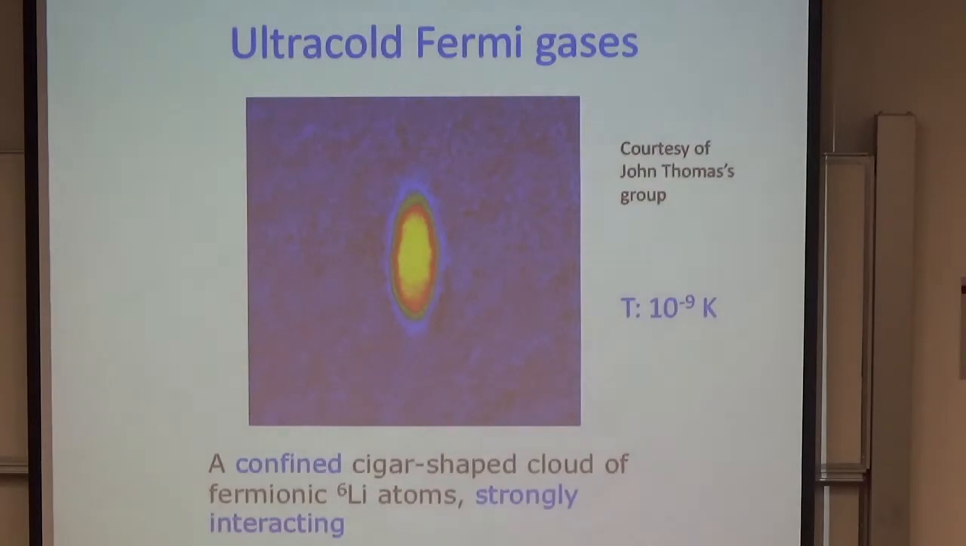Okay, and now this is my third example, and this is called Fermi gases, produced in the Thomas group. This color shows the density of the atoms. In the middle it's the highest, and out here there are essentially no atoms. You use laser and other techniques to lower the system to very low temperature, and you can also confine it to this kind of shape. This is a cigar shape, with fermionic lithium-6 atoms.